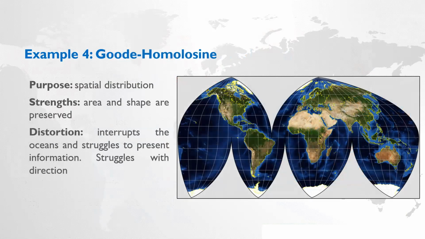Fourth projection here is the Goode-Hamilton projection. The purpose is to better use spatial distribution, and it minimizes distortion. The only problem here is that it's kind of hard to present information with this. Even though area and shape might be preserved, it's kind of hard to actually use this map to show data or anything like that. And it struggles with direction, mainly because the oceans here are interrupted.